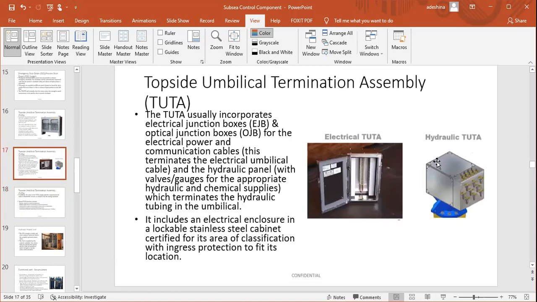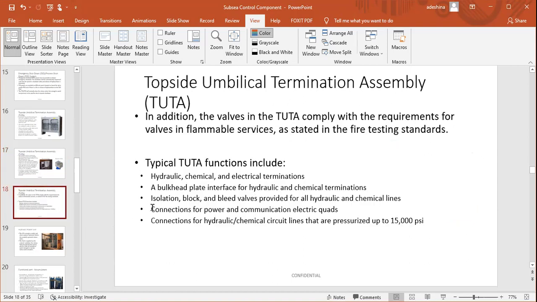This is what we call a bulkhead, this one here. All right. Then insulation, block and bleed valves provided for all hydraulic and chemical lines. So just like you have the tap for the hydraulic and chemical, you can have block and bleed valves, connections for our power and communication electrical cord, then connections for our hydraulic and chemical circuit lines, which can be pressurized up to 15,000 PSI. So do we have any questions on tutor?